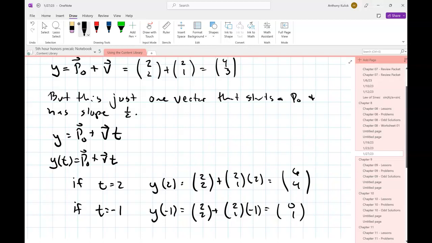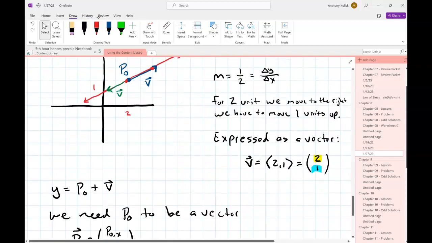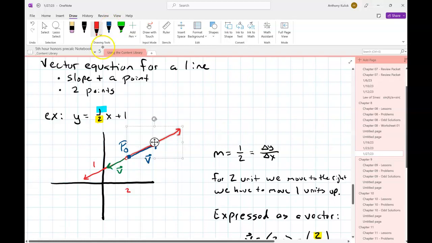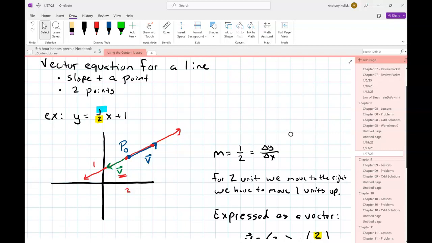That's also a vector that lies on that line, but it's going to be pointing the opposite direction. That's how we can get the vectors going that way. Everybody okay with that?